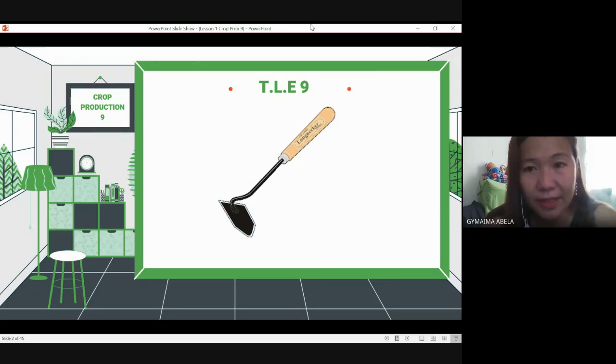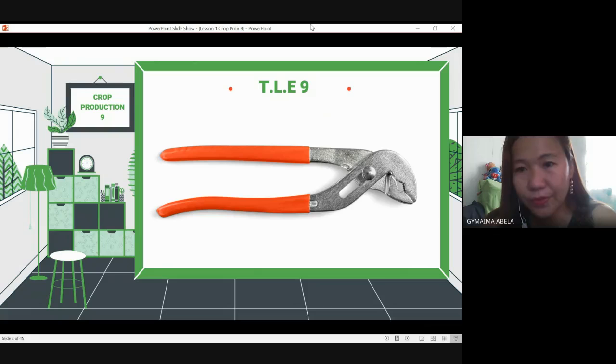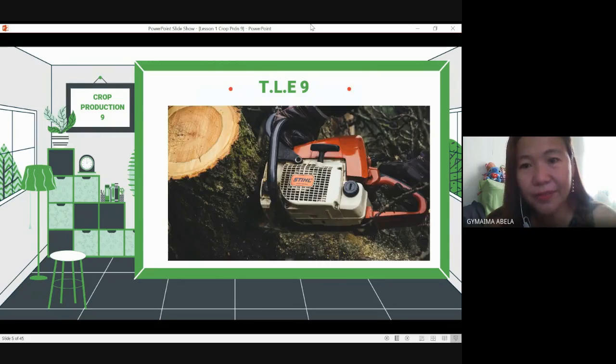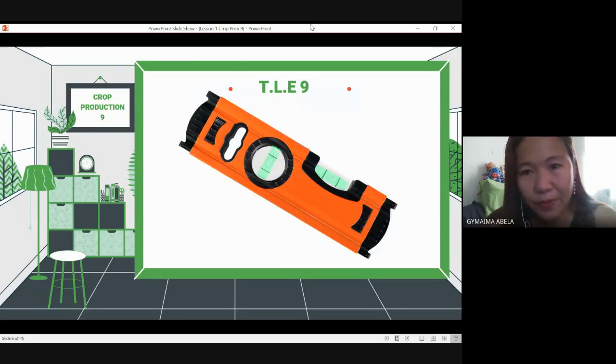Correct. That is a lighthoe. Yes, that is pliers. Yeah, correct. That is a screwdriver. This one? Very good. Chainsaw. How about this one? Yes, that is a level.